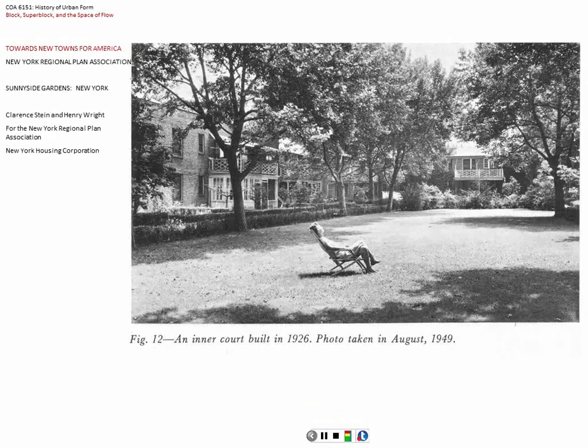The inner court, 1926-27, photograph taken in 1949. I always got tickled at this because I felt like they must have advertised for tenants saying wanted exhibitionists to move into Sunnyside Gardens, where you would sort of sit out and be observed by everybody. Of course, the idea was the kids did not have to cross the street to get to the park. Okay? That was the goal.